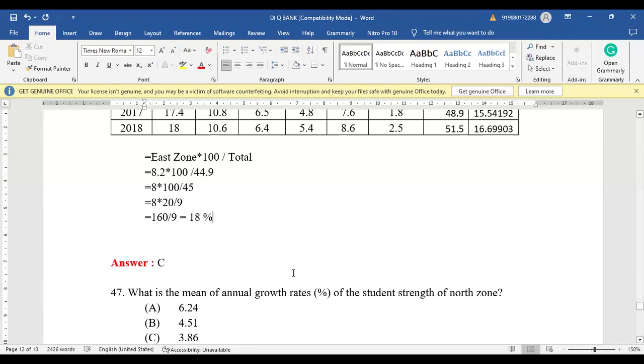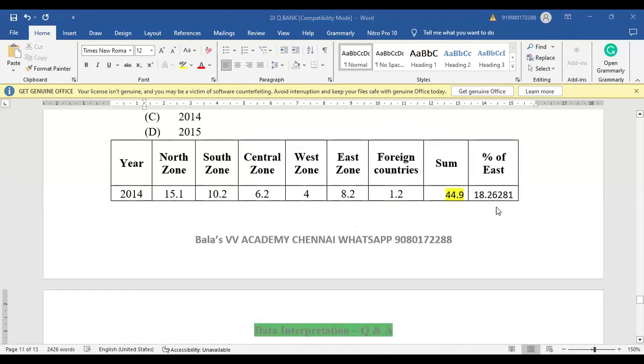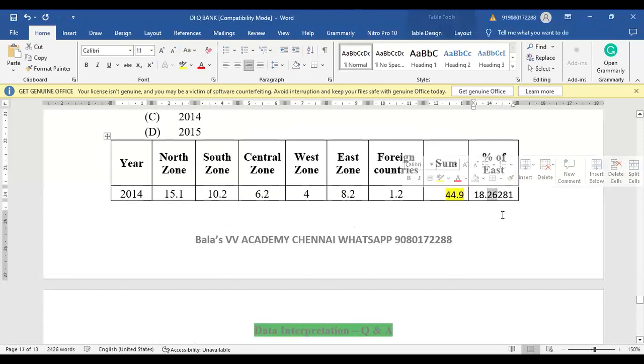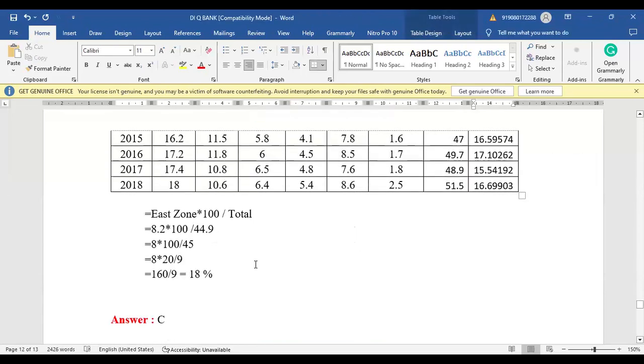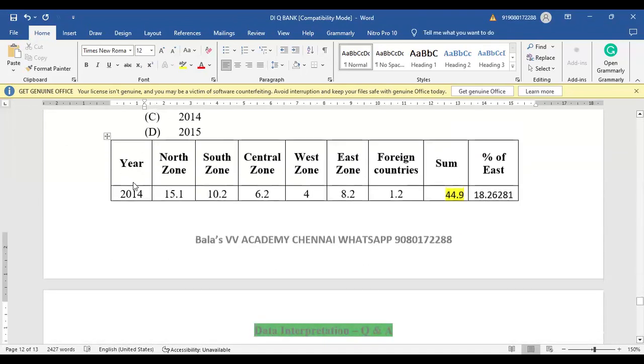This is where, if you know tables, you can easily judge things. I didn't take much time to simplify this, correct? I could say the answer is approximately 18 point something. The exact answer is 18.26 when you calculate. This is for only 2014. If you are calculating for every year, you'll be getting values like this: 14, 15, 16, 18.